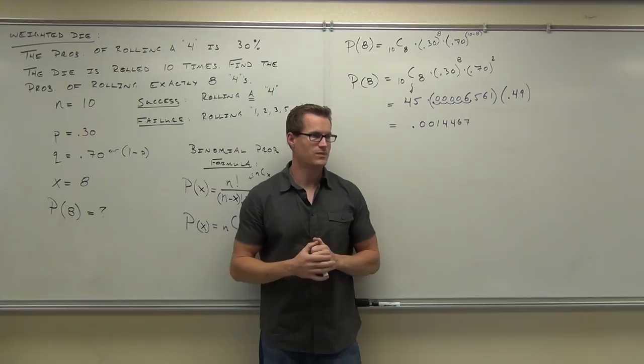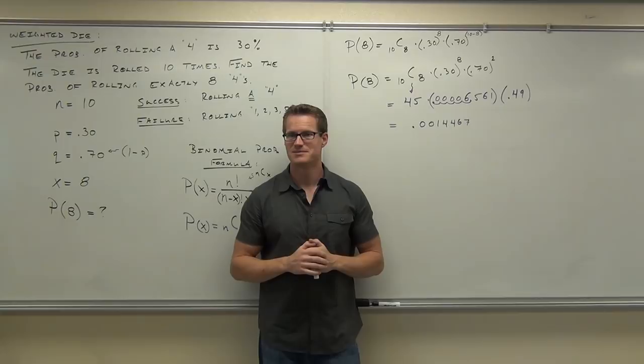Is it big? It's like 0.1%, 0.14%. That's pretty rare, right? Pretty rare. That you're going to roll that die 10 times and get 8 fours, and then 2 of something else's. That's pretty rare.